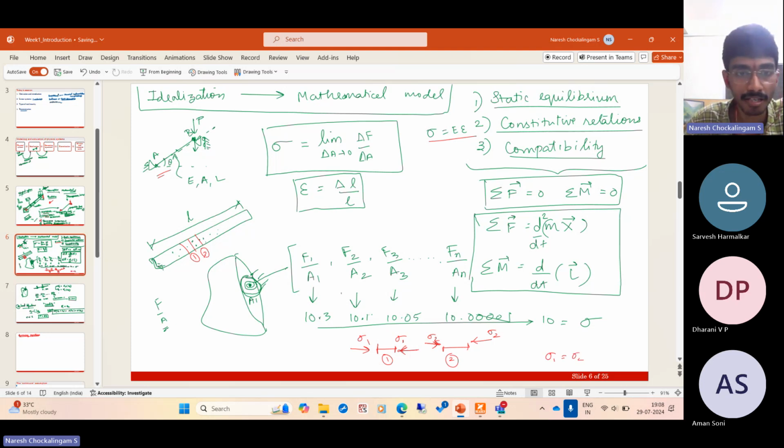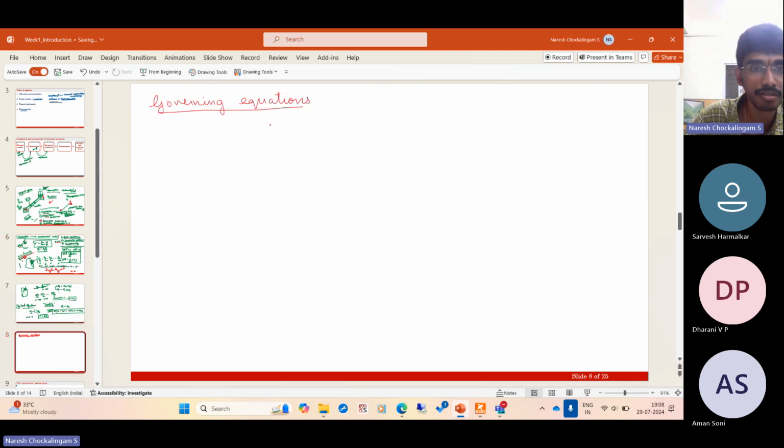There is nothing special about these two sections. They are just two arbitrary sections next to each other, and you can generalize it throughout the rod. So throughout the rod, the stress is constant, just sigma. At every point of the rod, sigma is equal to E times epsilon. Now we have two variables, sigma and epsilon, and one equation, so we need more equations. How do we get more equations?